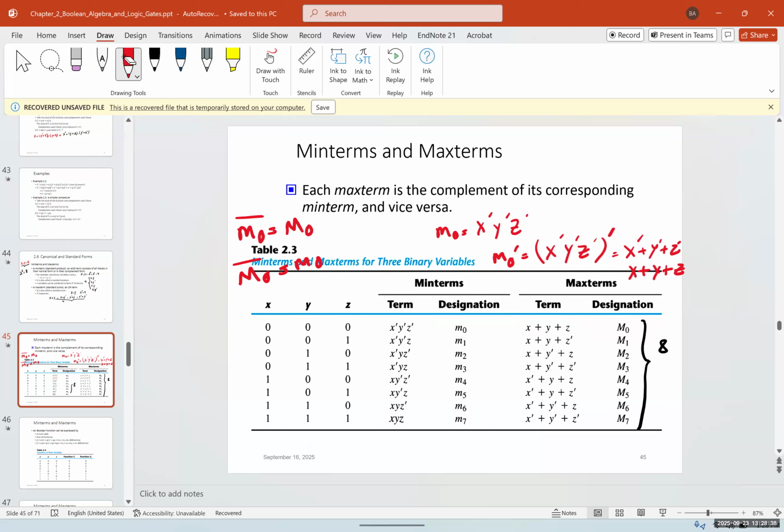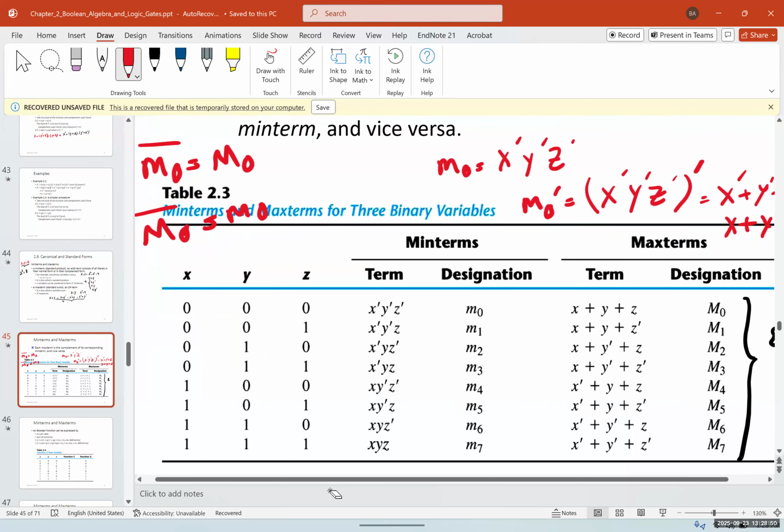Now, m0 is shown with x prime, y prime, z prime. m1 is shown with x prime, y prime, z. m2 is equal to x prime, y, z prime. m3 is x prime, y, z. m4 is x, y prime, z prime. m5 is x, y prime, z. m6 is x, y, z prime. And m7 is x, y, z.